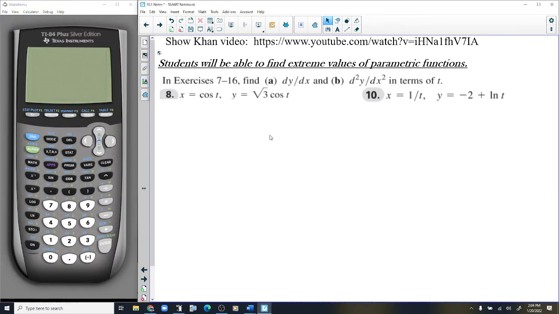And let's practice it now. So we're looking at exercise 8 and 10 out of the book. And it says find the first derivative and find the second derivative. We're not doing anything with it, we're just finding it. For letter A, the first derivative, dy over dx, is the derivative of y is, let's do this, negative square root of 3 sine of t, and then the derivative of x is negative sine of t, and we cancel as we go. So those cancel, and you're just left with the square root of 3 for the first derivative.